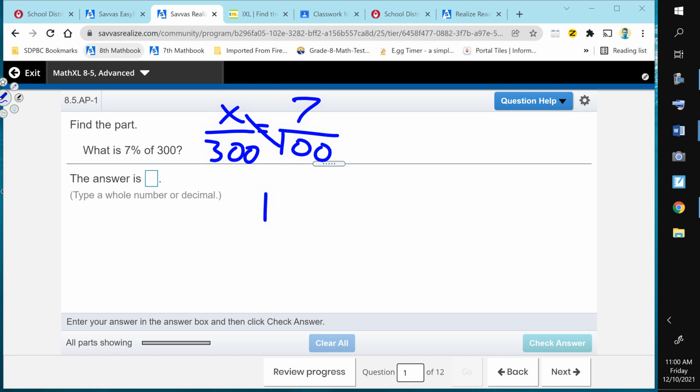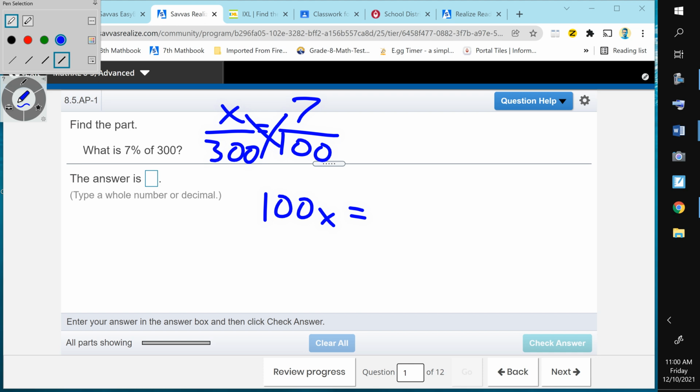100 times x is 100x. 300 times 7. Well, think of it this way, in case you struggle with multiplying times 100 or 10 or 1,000 or whatever. 7 times 3 is 21. And you have 2 zeros at the end, and those 2 zeros can go there. Therefore, 7 times 300 is 2,100.